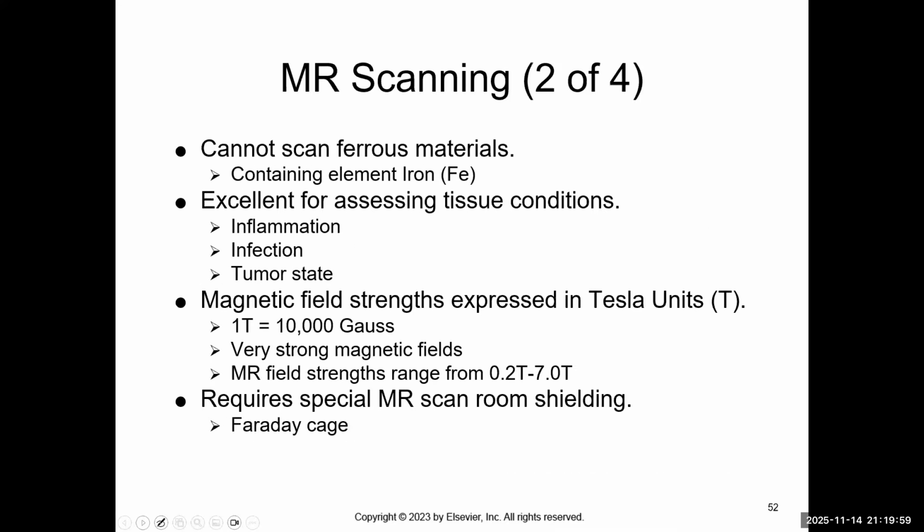All right, so in terms of the magnet, it cannot scan ferrous materials. Ferrous means that it contains iron and it is strongly attracted to the magnet. Some examples of things that might contain this element are pacemakers. Again, if you have one, they have to deem it MRI safe before you can get the exam.